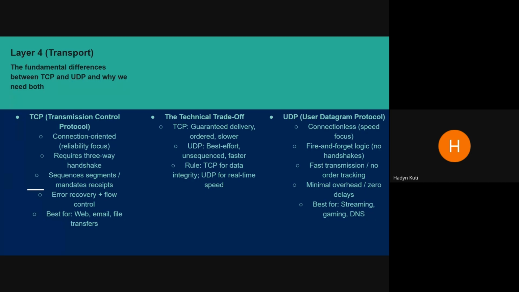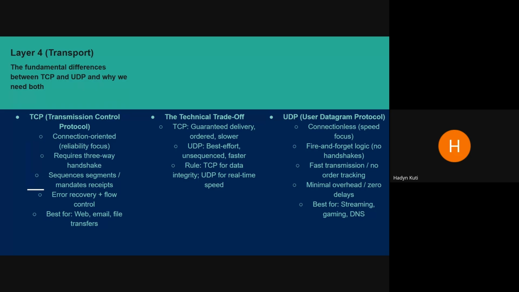Before any real information is sent, the sender and receiver exchange controlled packets to synchronize their connection, making sure both sides are ready and capable of communicating. It numbers every segment for sequencing and requires acknowledgement for receipt. The sender tracks every single piece of data it sends out, and it waits for the receiver to send back a message saying it got it.